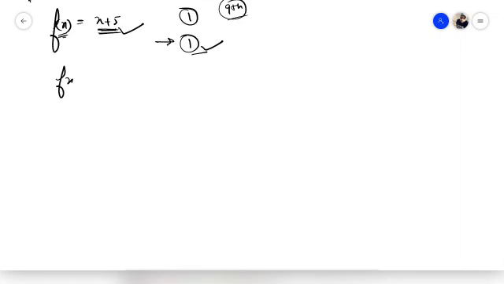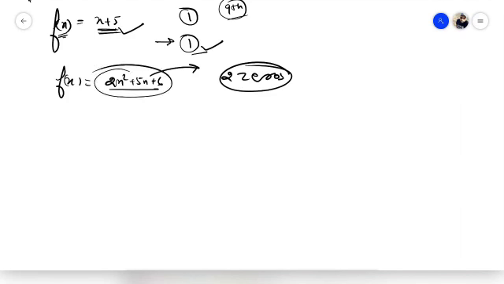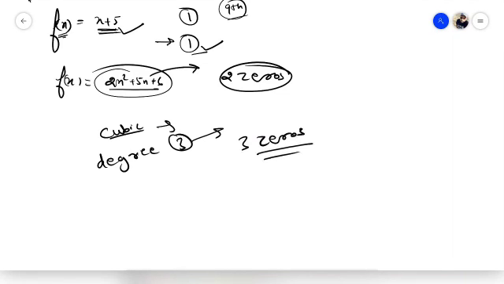And if you have a quadratic polynomial, like 2x square plus 5x plus 6 or whatsoever it is, there will be 2 zeros possible, since it's a quadratic polynomial. If it is a cubic polynomial, the degree is 3, so here you are going to get possibly 3 zeros. So that depends on the degree of the polynomial. If you have a linear polynomial, the number of zeros possible is 1. If you have a quadratic polynomial, the number of zeros is 2. If you have a cubic polynomial, then the number of zeros is 3.